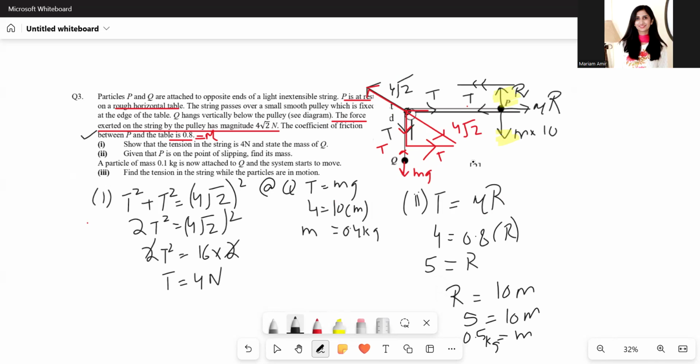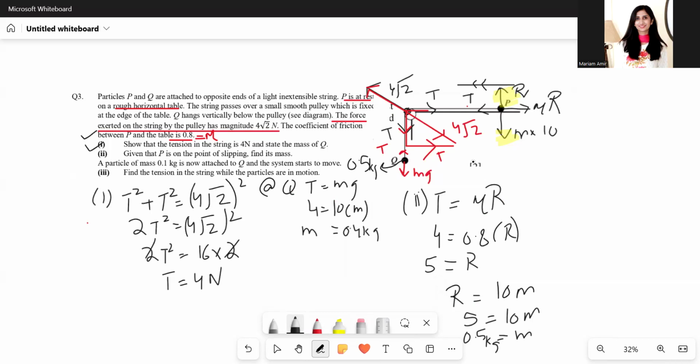Part 2 is done. Part 3, a particle of mass 0.1 kg is now attached to Q. Okay, so now the mass of Q increases. There's another 0.1 kg. So now this collective mass is going to become 0.5 kgs. Find the tension in the string while the particles are in motion.